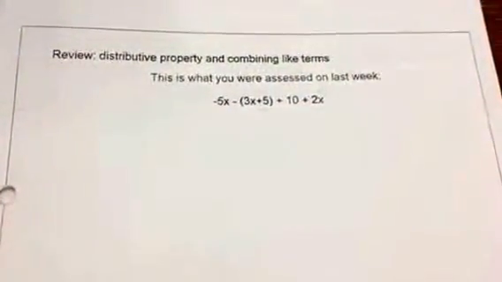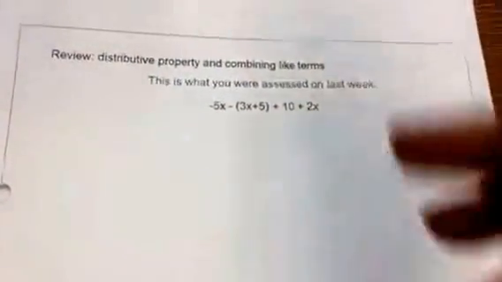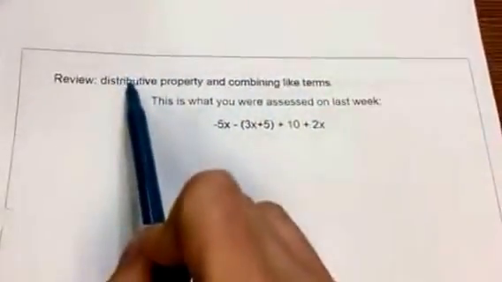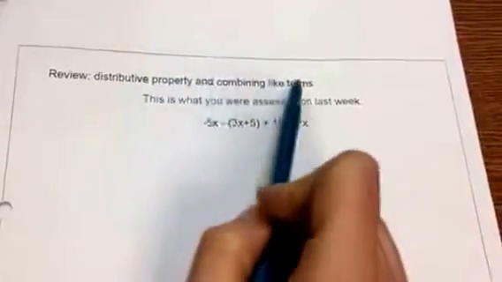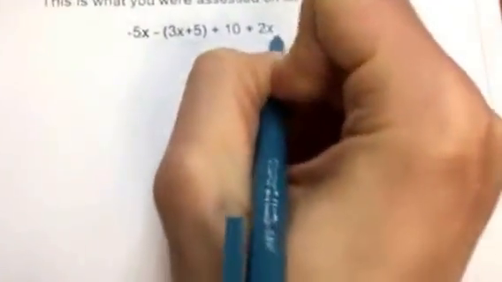Okay, so today's lesson, we are going to start with a review of what we did last week because it's coming back combined with some of the skills that we've done for this week. So this says that we're going to review the distributive property and combining like terms. So I can see here that I have negative 5x minus a 3x plus 5 plus 10 plus 2x.